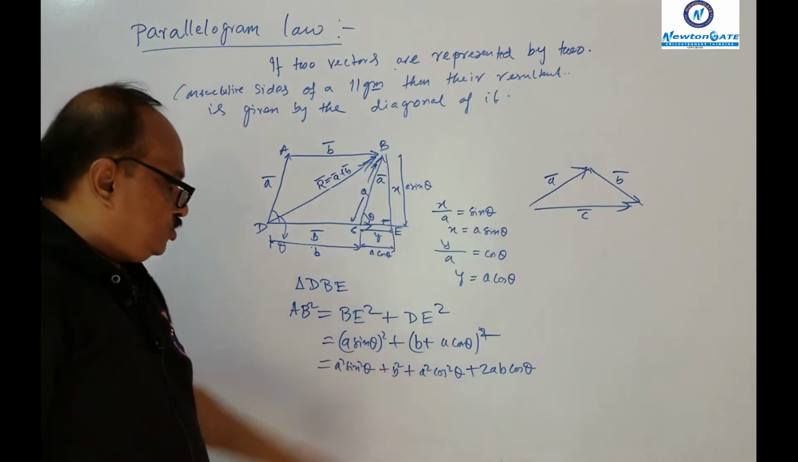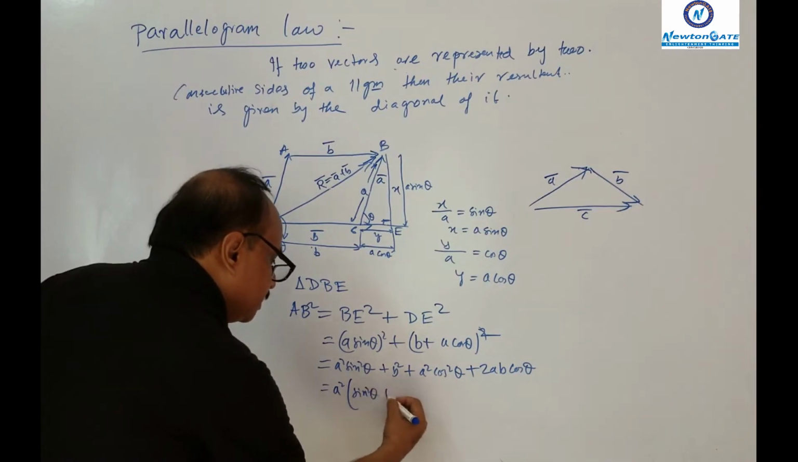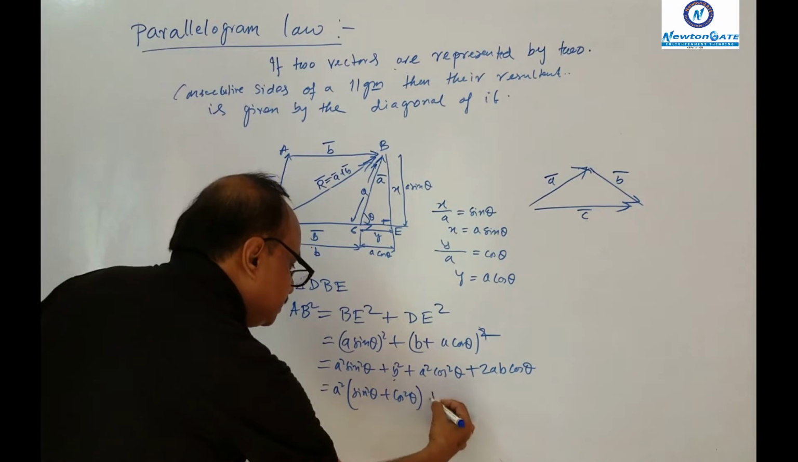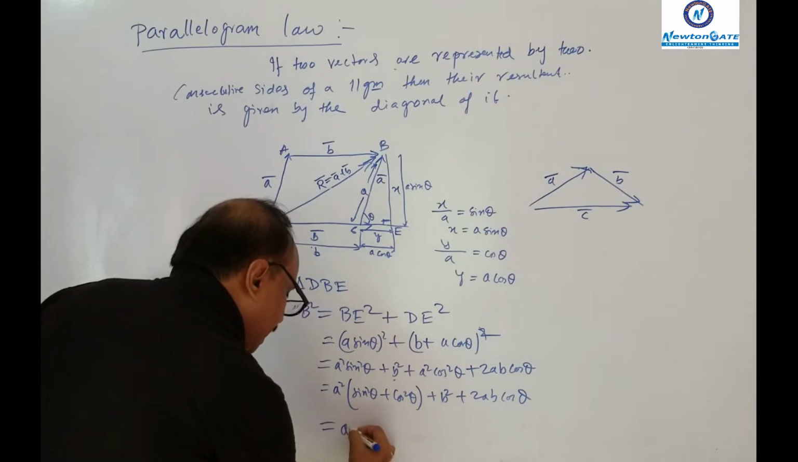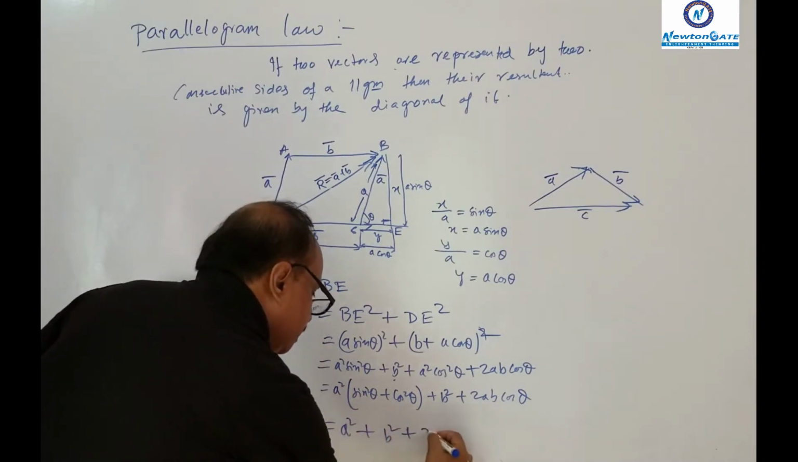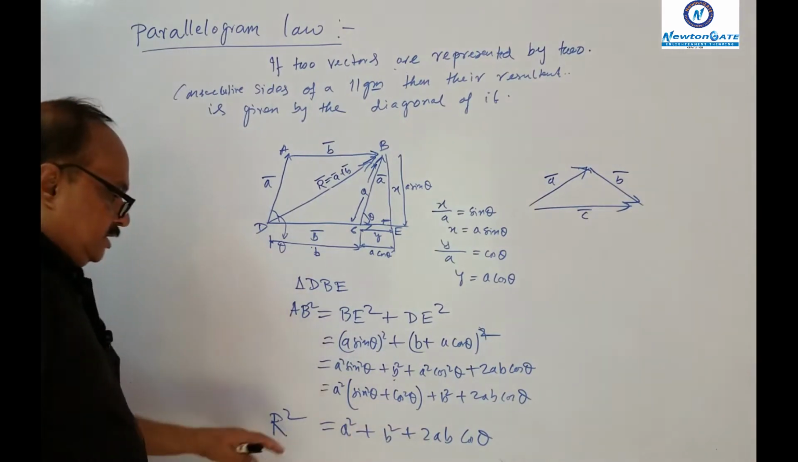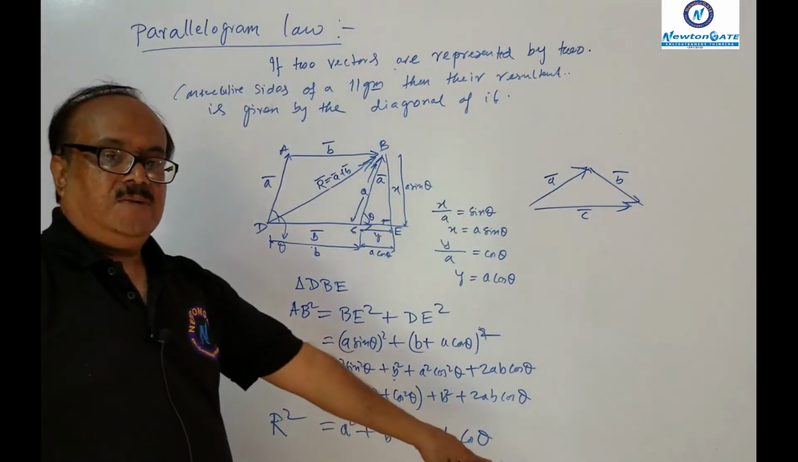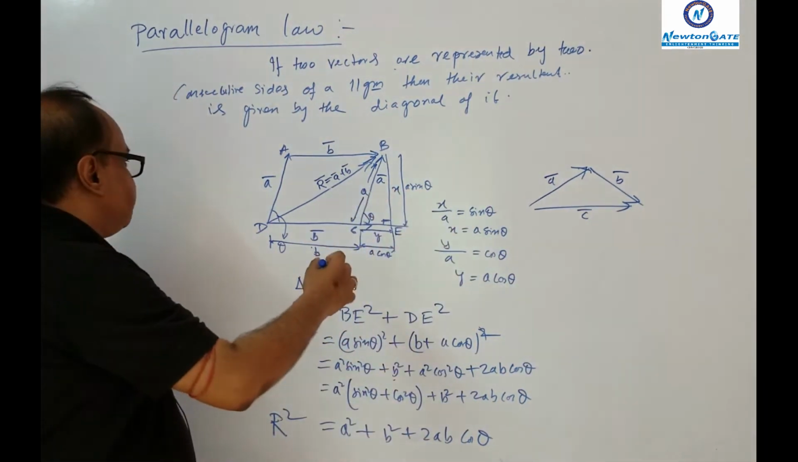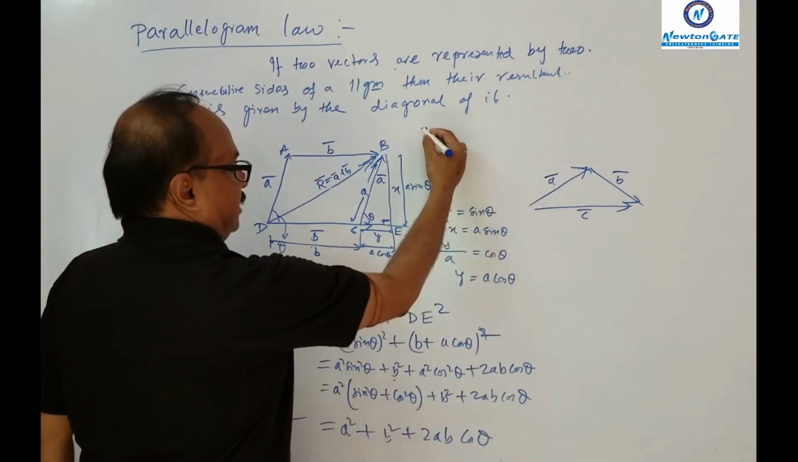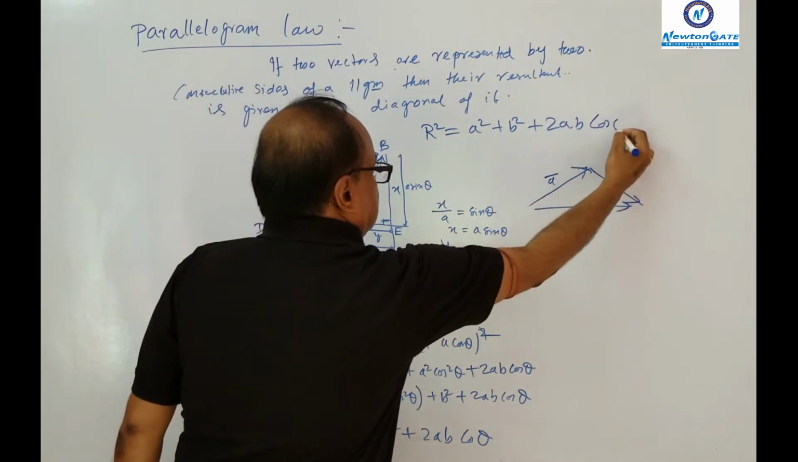Now you see, if I take a square common from these two, what do I have? Sin square theta plus cos square theta. And this b square is here, and this is 2ab cos theta. That means what do I get? I get a square plus b square plus 2ab cos theta. That means the resultant formula is proved. See, this is the resultant formula. My r square is equal to a square plus b square plus 2ab cos theta. So here I am writing the full and final formula: R square is equal to a square plus b square plus 2ab cos theta.